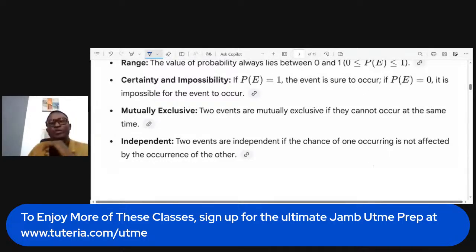So the opposite of that is what? Independent events. So it is English. Even by the time you're writing your JAMB, if the question says two mutually exclusive and so on, just remember independent is the opposite of mutually exclusive events. And independent means one is not affecting the other. So in probability, two events are independent if the chance of one occurring is not affected by the occurrence of the other.